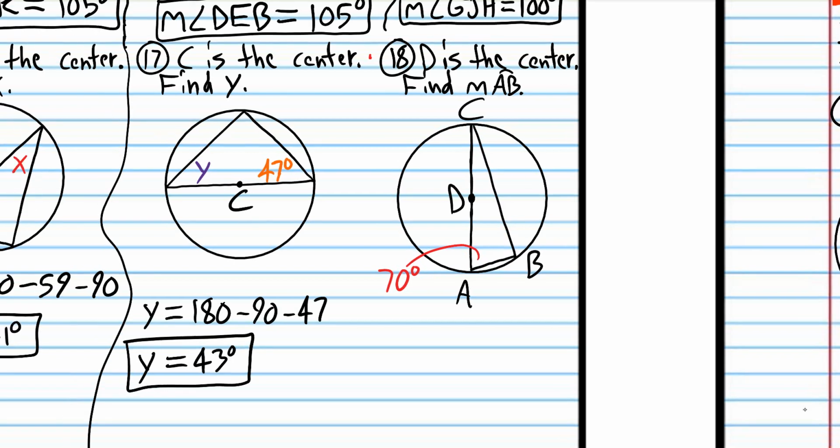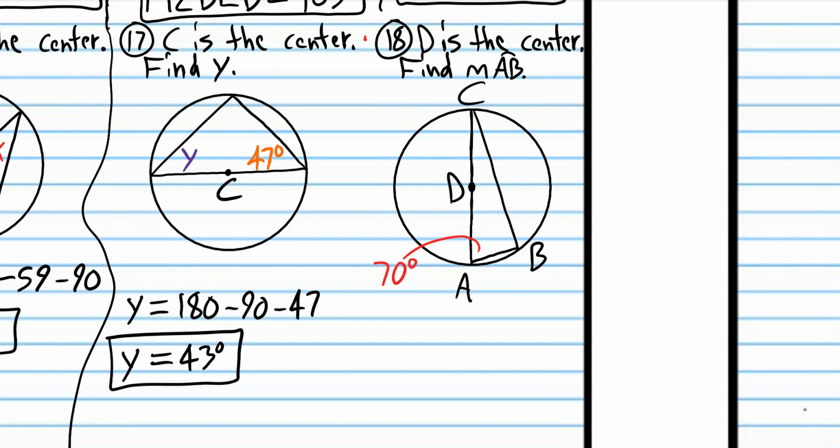So I'm going to use the triangle sum theorem. I'm going to first find the measure of angle C. So 180 minus 90 minus 70 gives us the measure of angle C, and that would be 20 degrees.